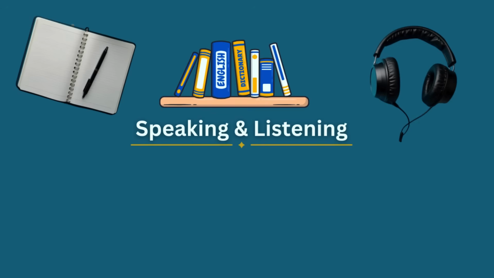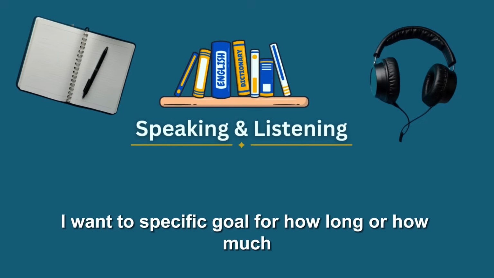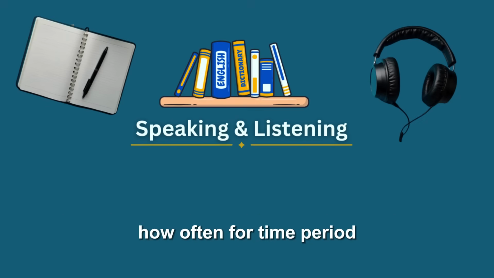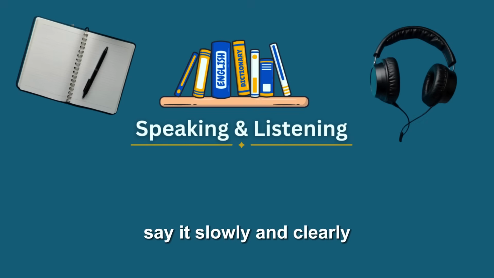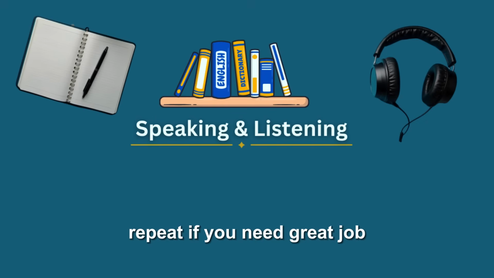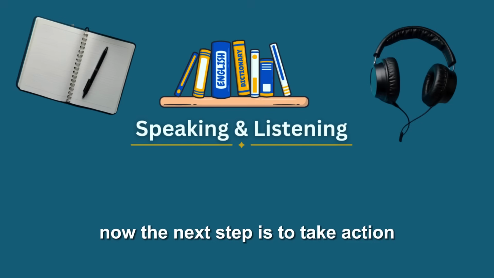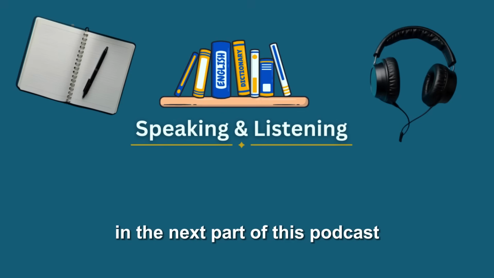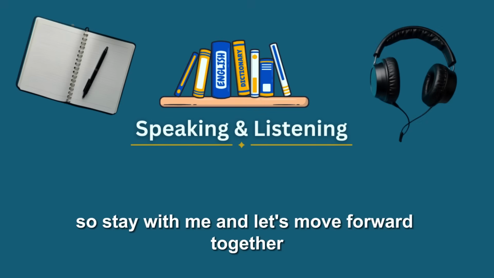Now it's your turn. Try to say your full SMART goal out loud. You can use this sentence frame. I want to [specific goal] for [how long or how much], [how often] for [time period], because [your reason]. Take your time, say it slowly and clearly. Repeat if you need. Great job! Setting your SMART goal is the first step. Now the next step is to take action. In the next part of this podcast, I'll talk about how to stay motivated and keep going, even when things get hard. So stay with me, and let's move forward together.